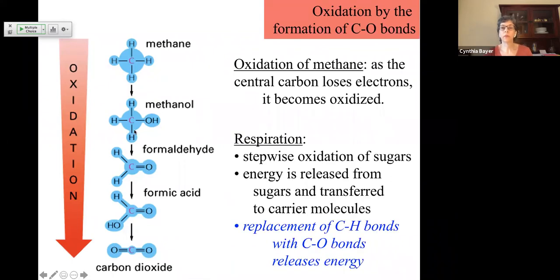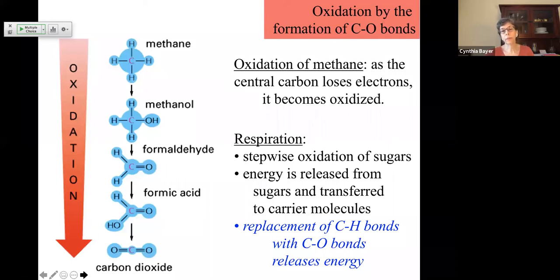Now, in the case of respiration, we will be following stepwise oxidation of sugars. Energy released from the sugars is transferred to high energy carrier molecules. And along the way, we'll be watching the sugar molecules, or the fuel molecules, getting smaller, and we'll watch carbon-hydrogen bonds being replaced with carbon-oxygen bonds as the fuel, in this case glucose, is oxidized.